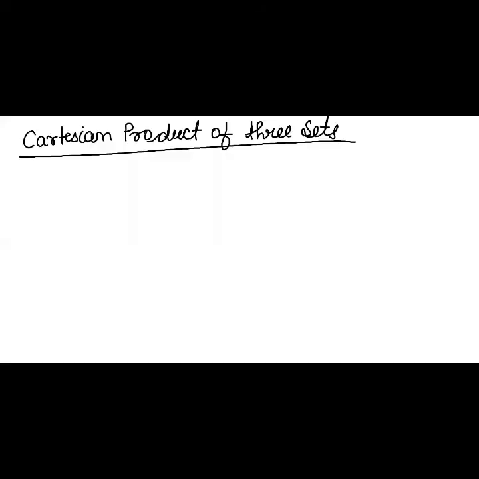Now we'll discuss one more part, that is Cartesian product of three sets. Actually this time in reduced syllabus this part is reduced, but I'm going to teach you because it is important. It will not come in your exam, but you have to know the concept. So in Cartesian product of three sets, I'm going to take three sets. Let A, B and C be three sets. Then we have to find out A cross B cross C.